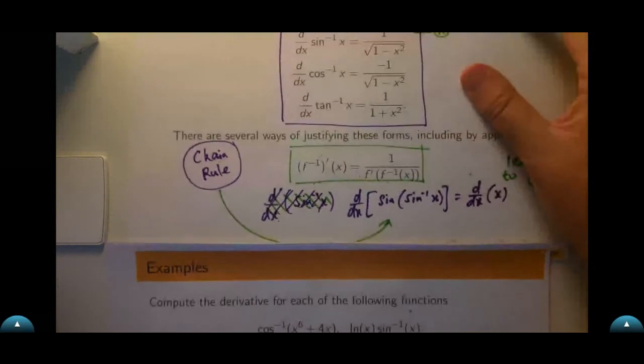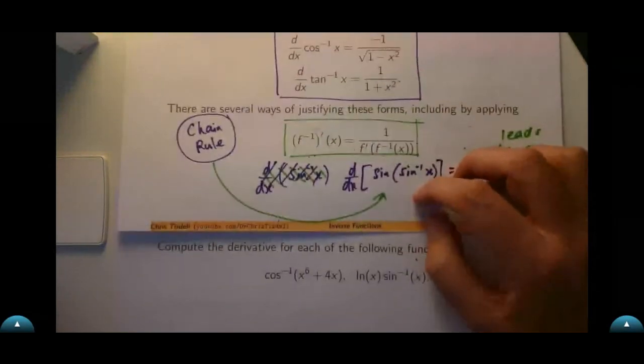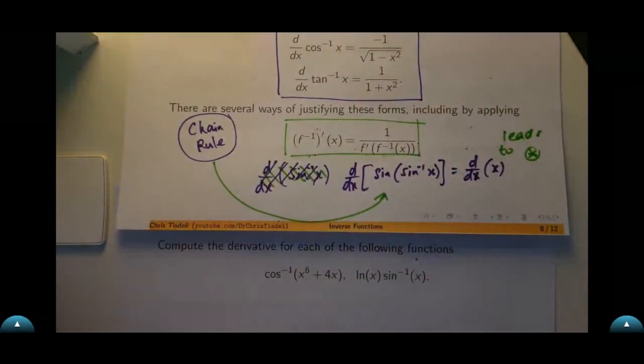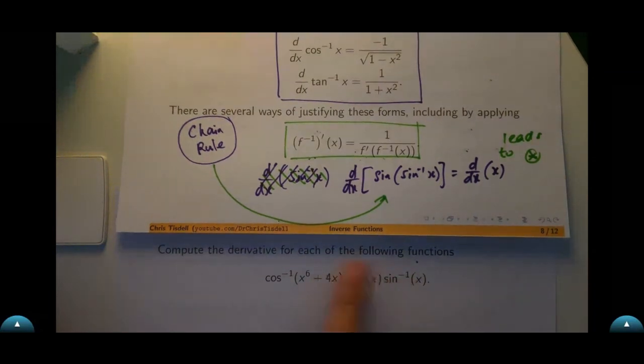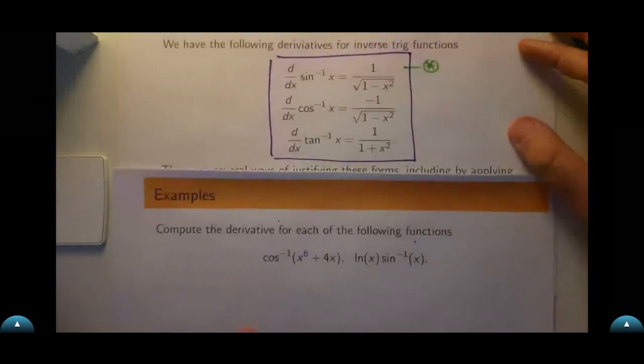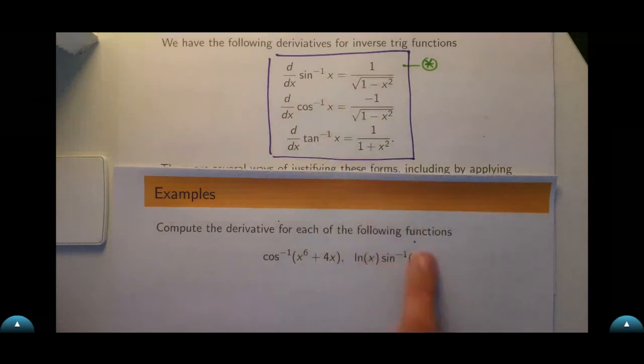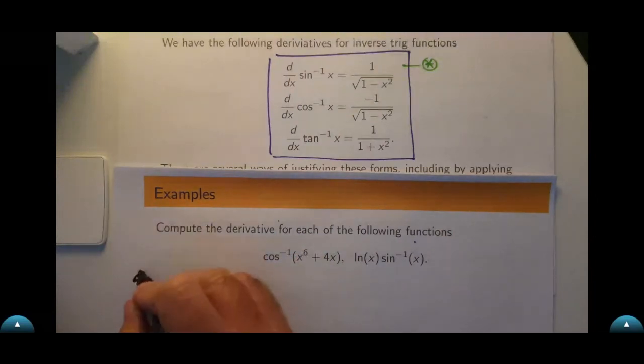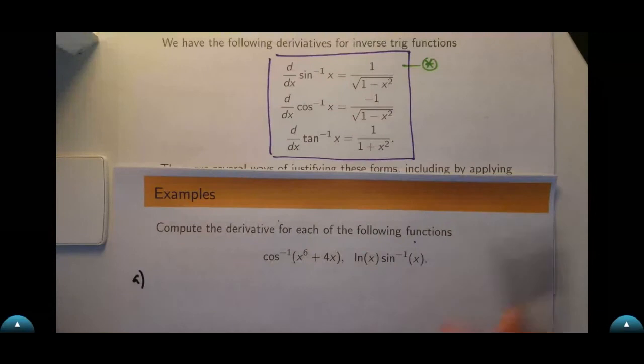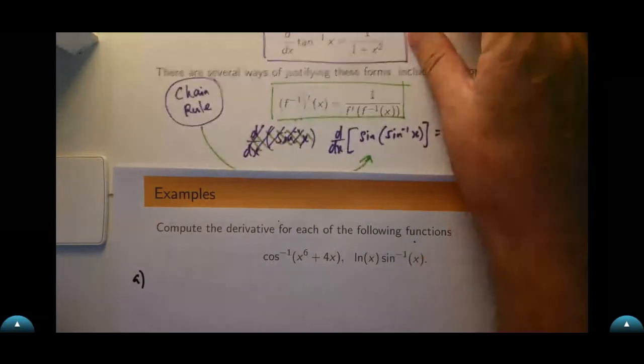So let's see what we can do here. Let's compute some derivatives, and we can then move on to parametric curves, which are super interesting. You've got two functions. Compute the derivative for each of them. In the first one, we've got cosine inverse. In the second one, we've got sine inverse. This is a product, and this is a composition of functions. So for the first one, let's use the chain rule, and for the second one, we'll use the product rule.